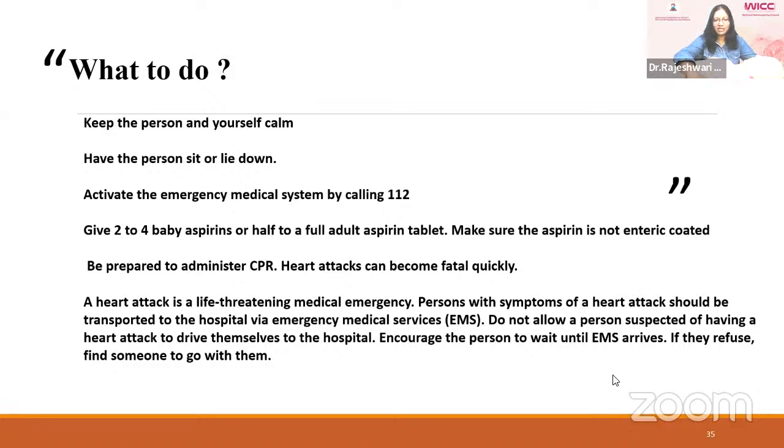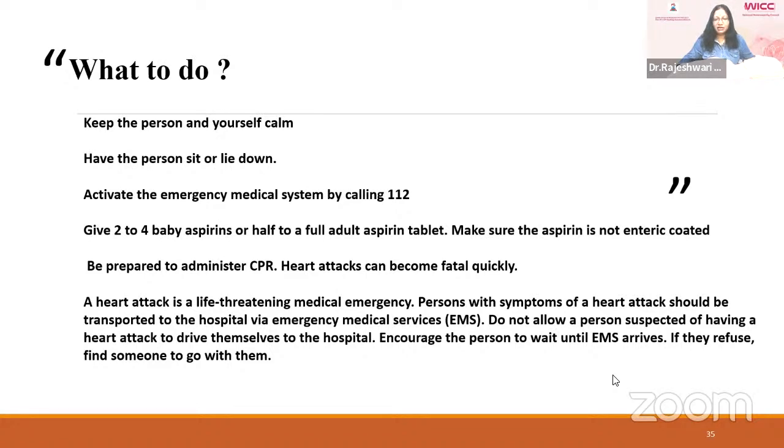We can use the homeopathic medicine, not epinephrine, but whatever is suitable in that condition, depending on the type of symptoms. We have different medicines, such as urtica urens, which is a very common medicine used for allergic reactions.